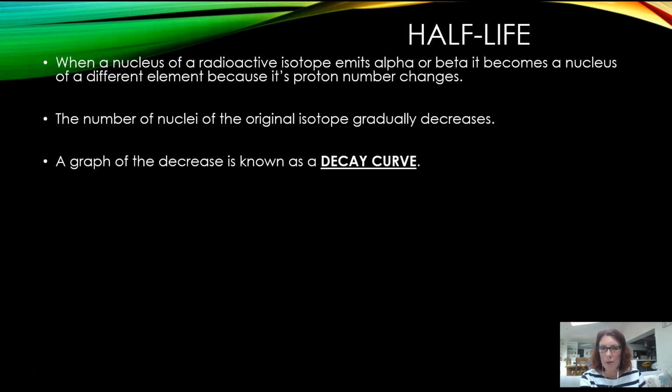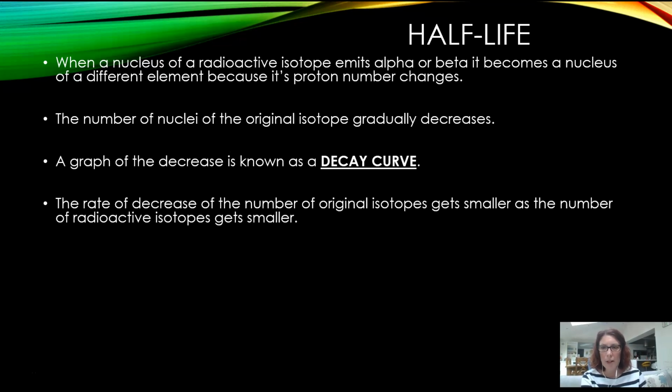So if you plot this as a graph, it's known as a decay curve. And the rate of decrease of the original isotope gets smaller as the number of radioactive isotopes gets smaller. So that means that at the start you've got lots and lots of X, and so they will decay quicker. More of them will give out radioactivity in a given time period because there's lots of them. As you go through time, there are less and less of X, and so there's less of them to give out radioactivity. So the rate at which they give out radioactivity as a whole is less.